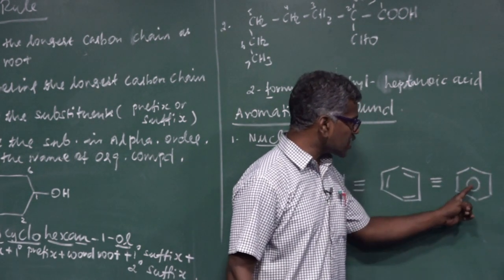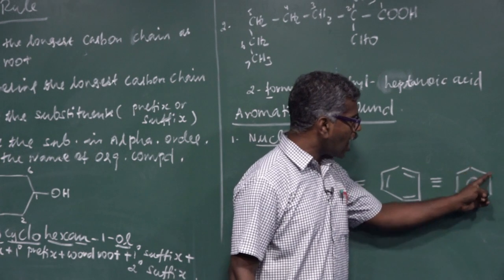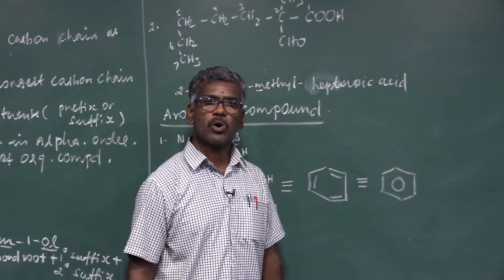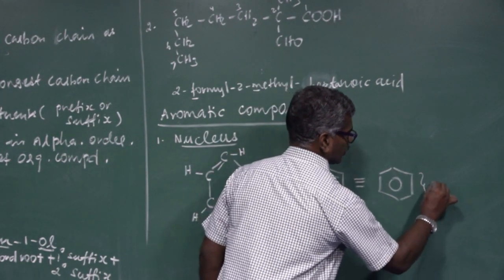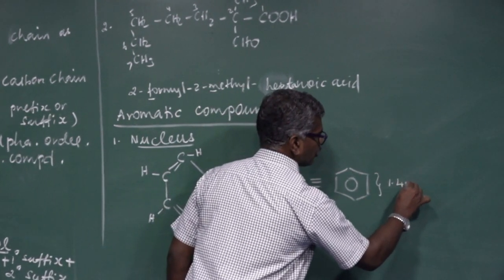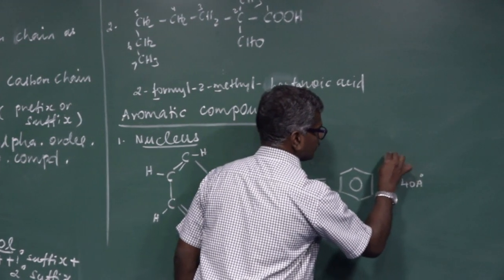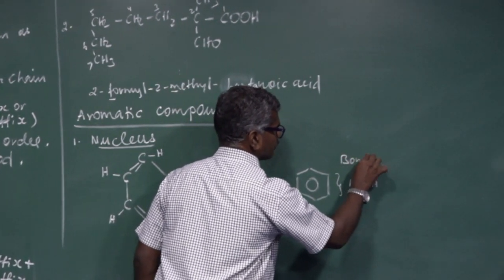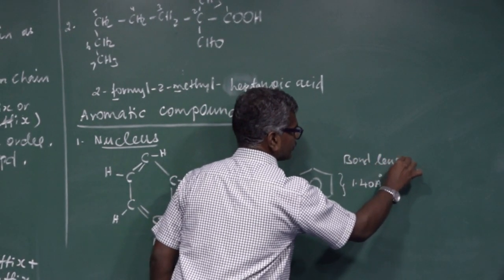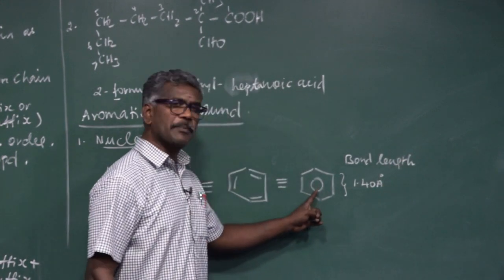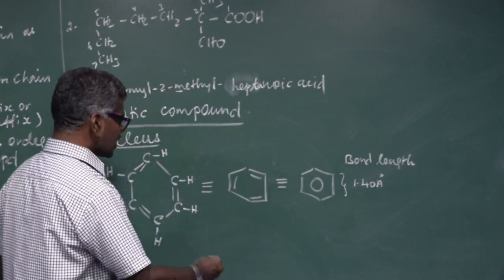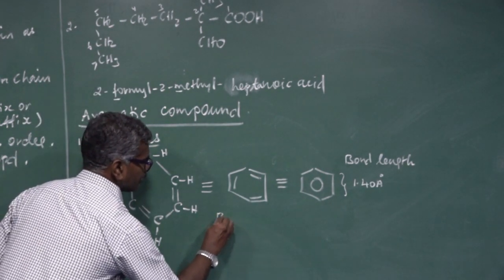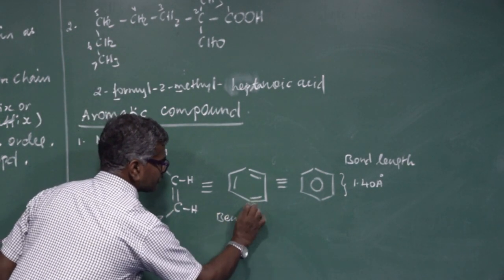What is the representation of the small ring? All the carbon-carbon bond lengths are equal. The bond length is 1.40 Angstrom. In the small ring representation, all the carbon-carbon bond lengths are equal. This is called benzene.